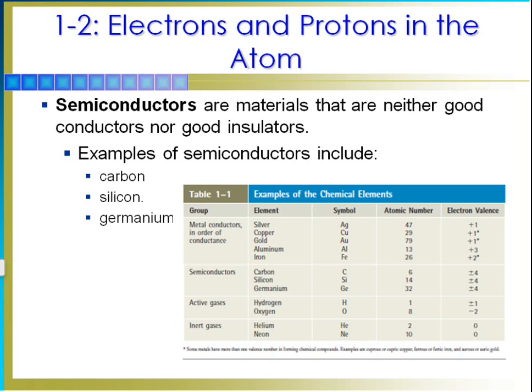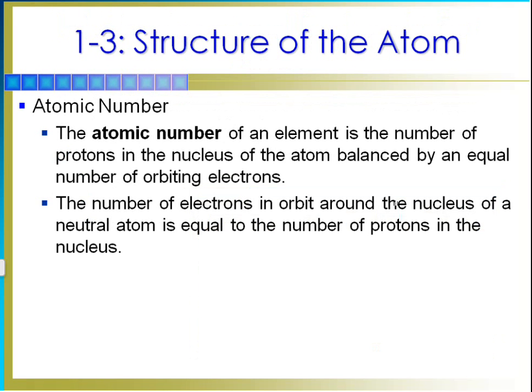Okay, semiconductors we already discussed a little bit about, and you can look at the valence numbers and see them on the table here. We already discussed the atomic number a little bit. The atomic number tells you how many protons, how many electrons. So an atomic number of 6, like carbon, 6 protons, 6 electrons in orbit.